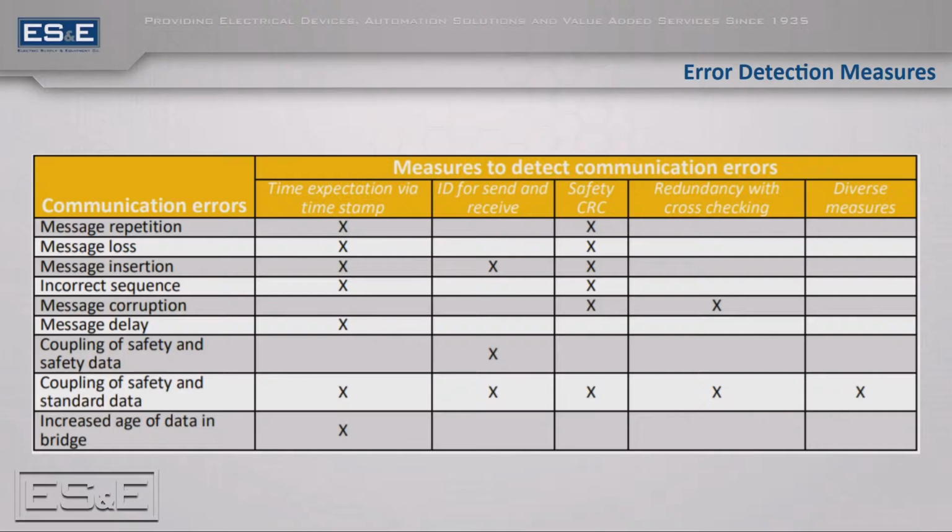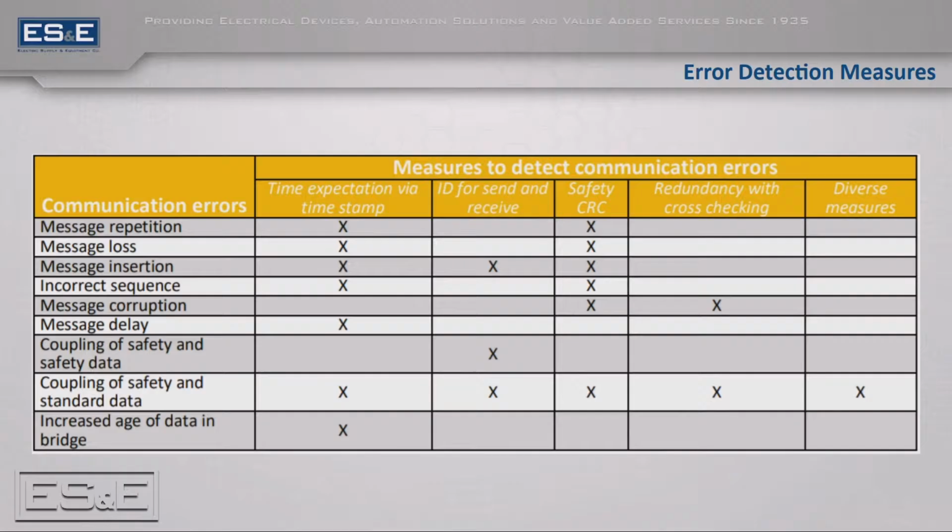So let's take a deeper look at these different types of errors that can occur and how we actually mitigate each error. We use something called a timestamp that is embedded in each data packet of communication. What that allows us to do is keep track of when the data was sent and when it arrives at its target device. So we can determine the age of information and verify that we're getting it in a timely manner.